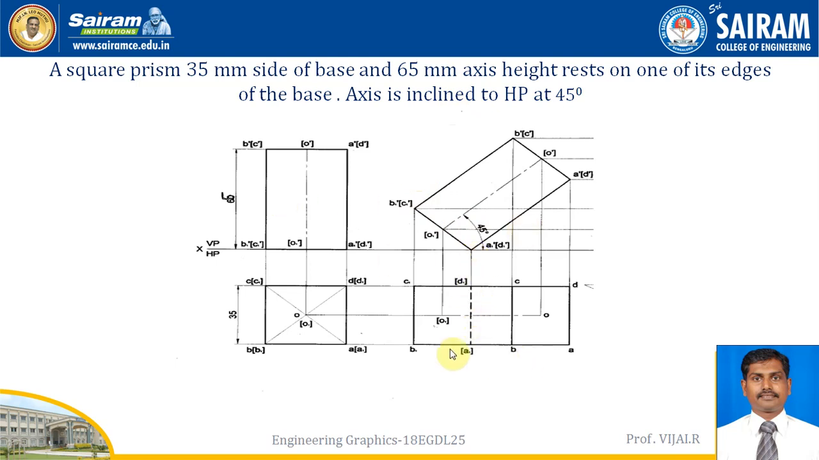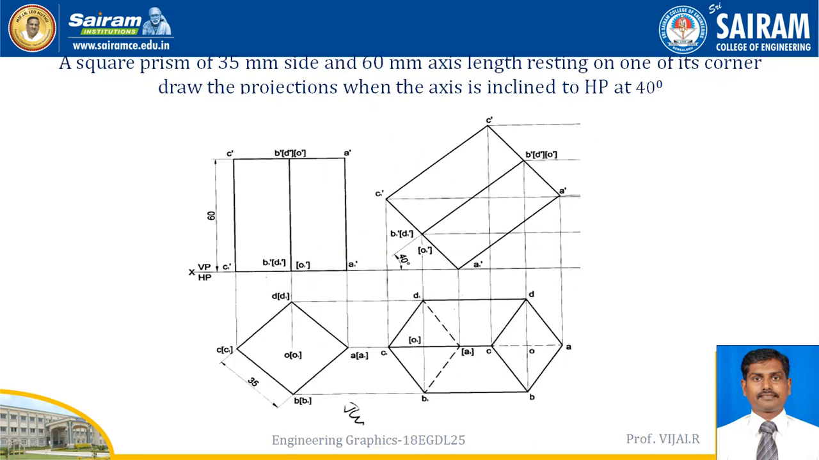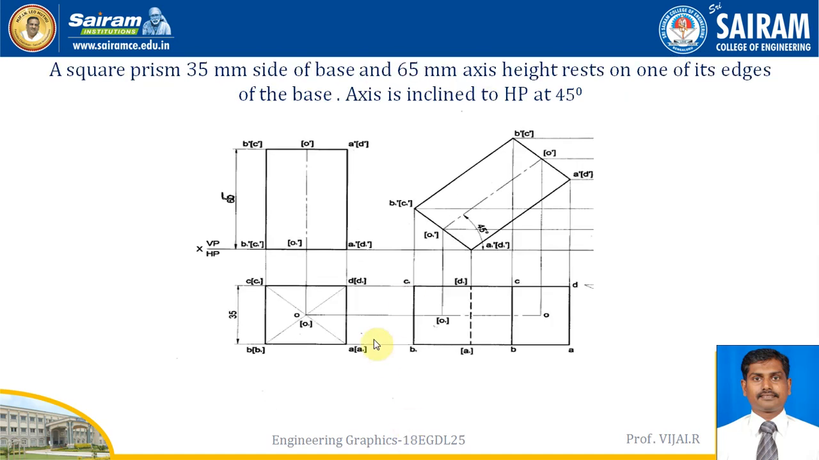Okay, once these two are over, then the third question, if they ask the axis is inclined to VP, it will be easier, you need not worry. The first position, before inclining to HP, we keep it vertical to the HP, and we get the true shapes first, then we can rotate it. So this is one square prism problem, resting on an edge.